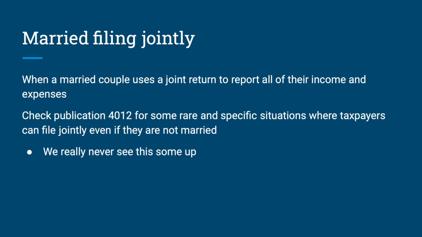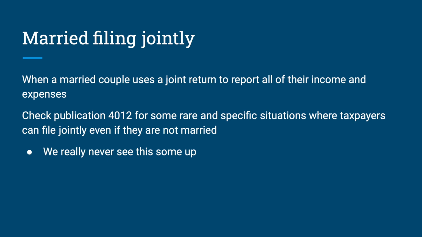And so married filing jointly is our next status we already talked about, and that is when a married couple use a joint return to report all of their income and expenses. So they'll combine all of their income and expenses onto one shared return. Then it's important here to check publication 4012 for some rare and specific situations where taxpayers can file jointly even if they are not married.